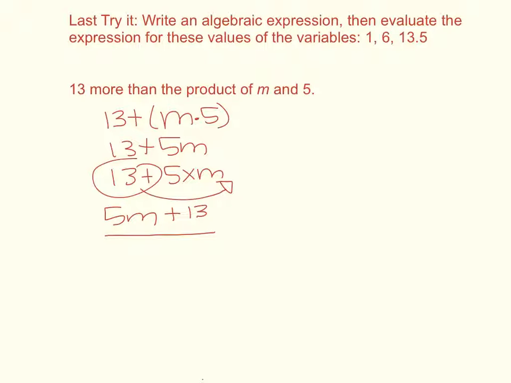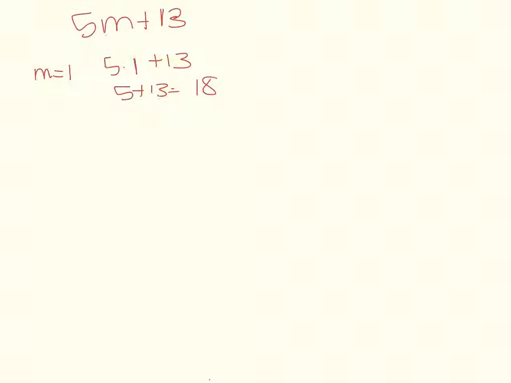Now I'm going to go ahead and solve it using our 3 different values for m. Let's get a new slide up here. So if I have 5m plus 13, first I'm going to solve it. m equals 1. If m equals 1, 5 times 1 plus 13, well, that's easy. 5 times 1 is 5, plus 13 gives me 18. Check, we did one of them.